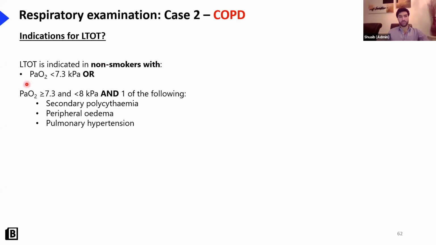Their PO2 has to be less than 7.3, or a PO2 of less than 8 and one of the following. So polycythemia, peripheral edema, or pulmonary hypertension. Both of these must be present. So the patient must be hypoxic and have one of these 3 things.